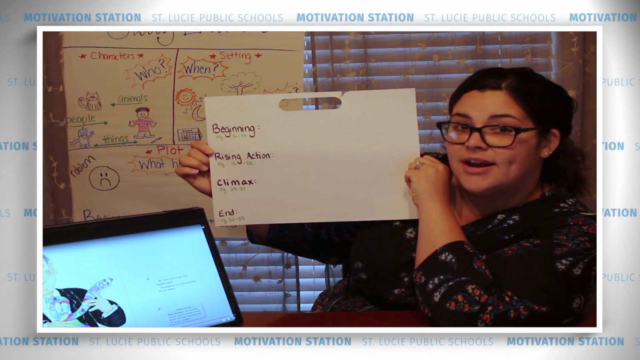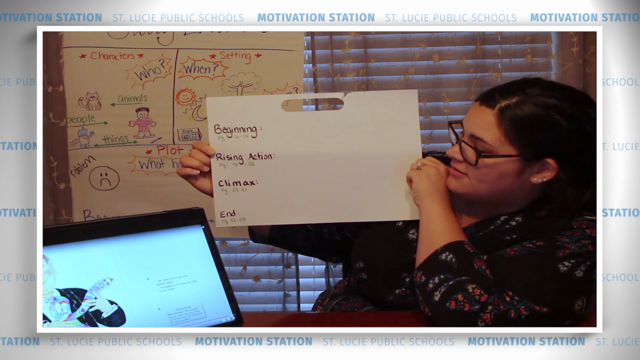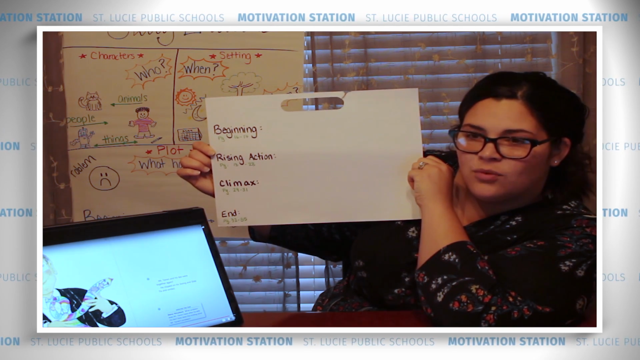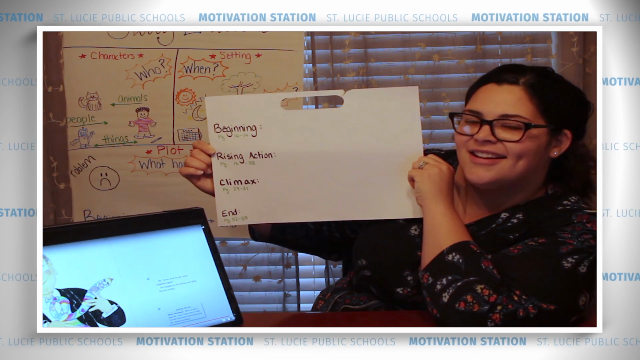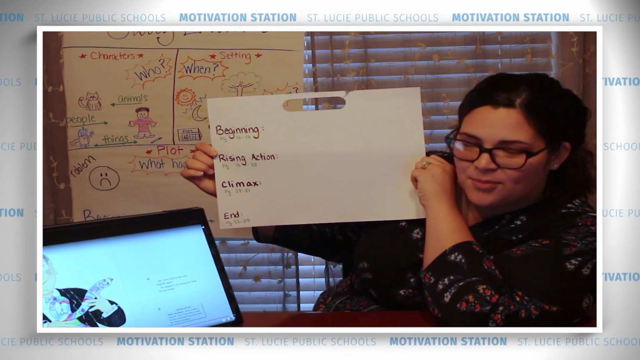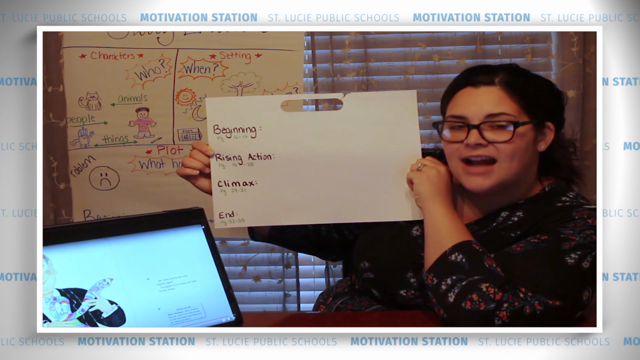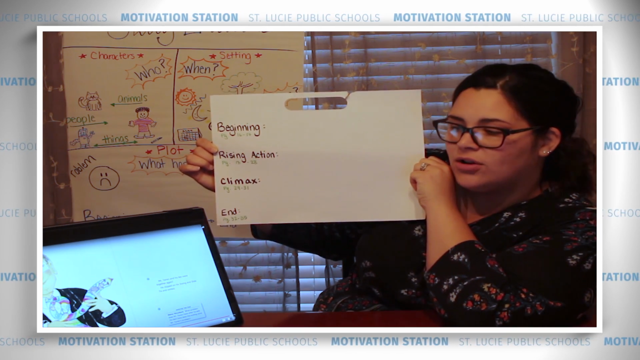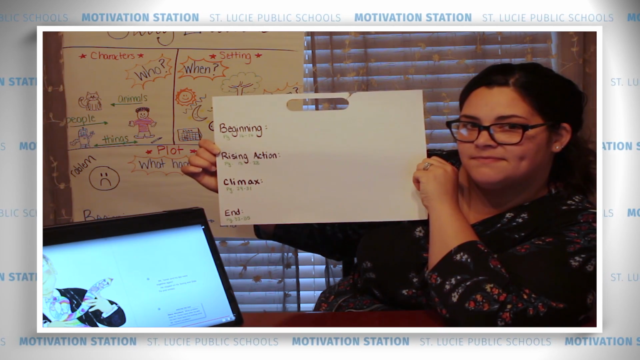Remember, the beginning is where we're introduced to people. So who were we introduced to and when? The rising action. What's the problem? What's the solution? The climax. Where did something big happen after the problem had already been solved? Something new and exciting. And at the end, how did the story get tied up? All loose ends are taken care of. How did the author leave us in this story?